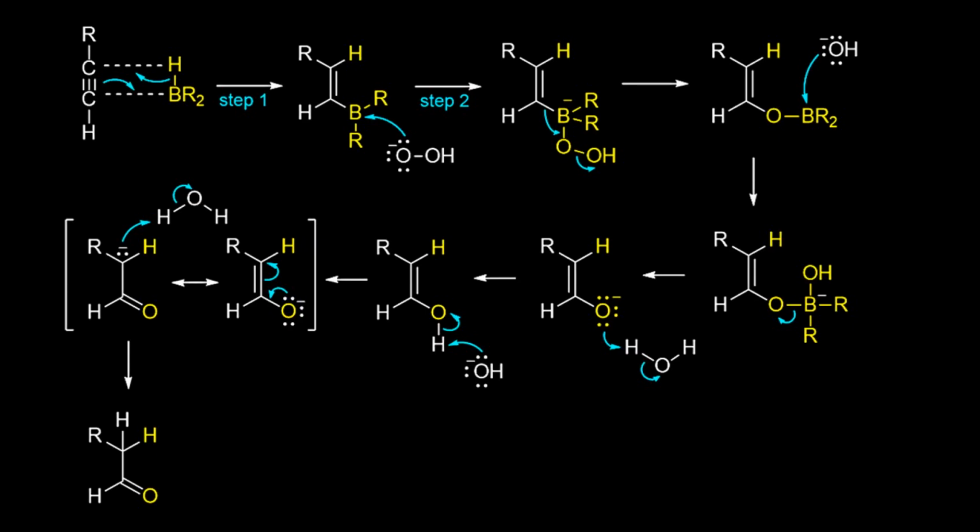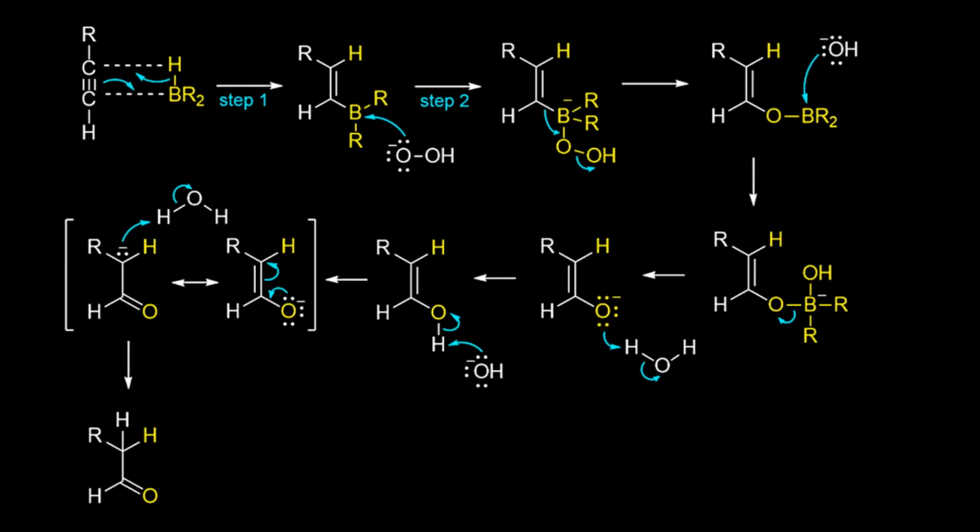Let's zoom in and walk through what's really happening step by step. We start with a terminal alkyne. That means the carbon at the end is triple bonded to another carbon, and it still has a hydrogen attached. When we add the dialkyl borane, both the boron group and the H add across the triple bond at the same time in a syn fashion. So the boron and the H end up on the same face of the molecule. That gives us what's called a vinyl borane intermediate.